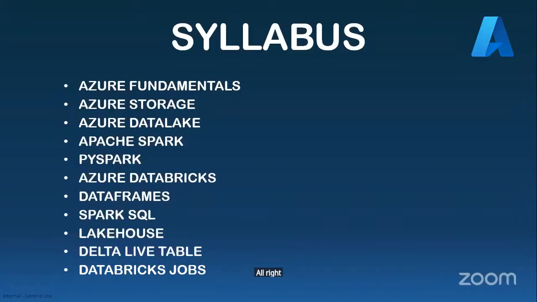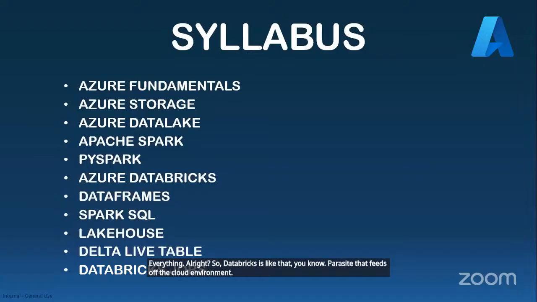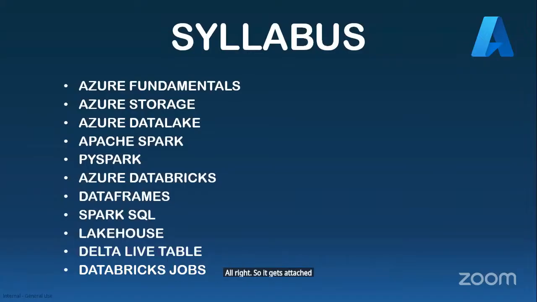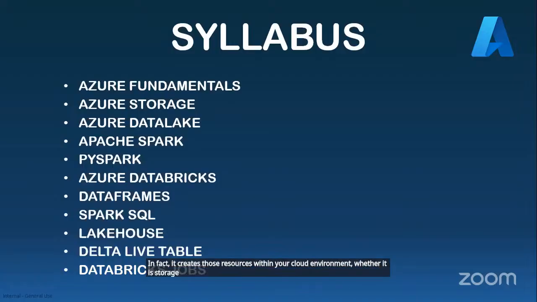All right. Databricks in itself, nothing. Databricks with a cloud, everything. So Databricks is like a parasite that feeds off the cloud environment. It gets attached to your cloud. Databricks does not come with its own storage. Databricks does not have its own compute. It does not come with CPU and RAM. In fact, it creates those resources within your cloud environment, whether it is storage, CPU, RAM, or any other requirement that you may have.